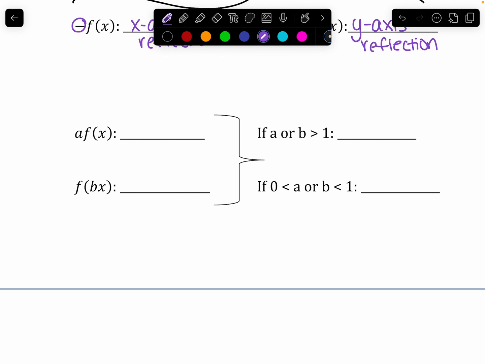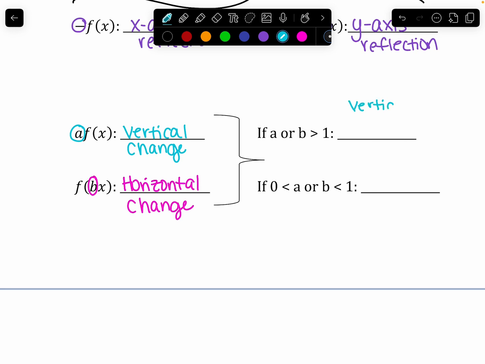And then lastly, we have compressions and stretches. If you have a number in front of A or in front of F, this is a vertical change. And if you have a number inside with X, that is a horizontal change. Now, if A or B is greater than 1, then it's either going to be a vertical stretch or a horizontal compression.